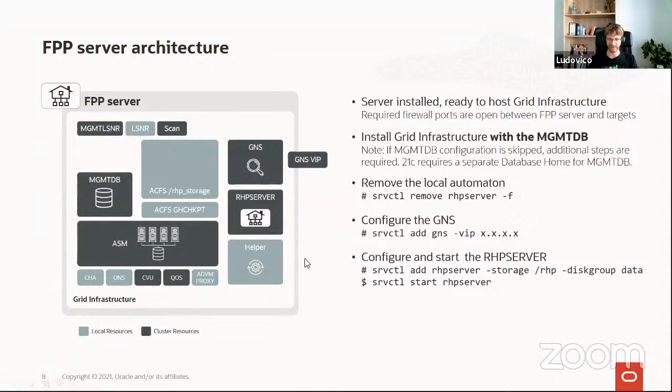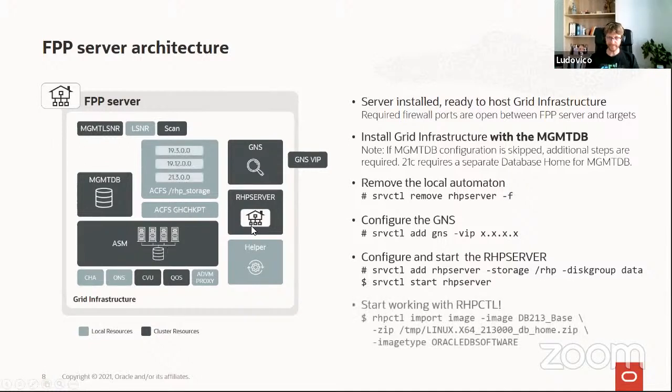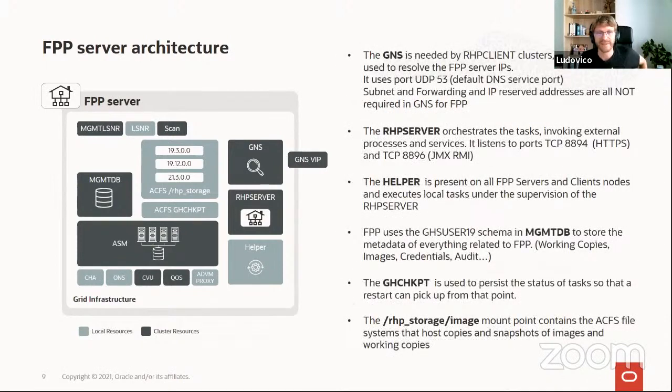Please forgive me, but this is some confusion due to the change of the name. But actually, the full name now is Fleet Patching and Provisioning, but we still call it RHP when we refer to the internal components. And then you can start importing the images. Okay, so the images are your golden copies that you want to store in the FPP server, and from the FPP server, you can redistribute them on all the targets. So let's have a look at the single components.